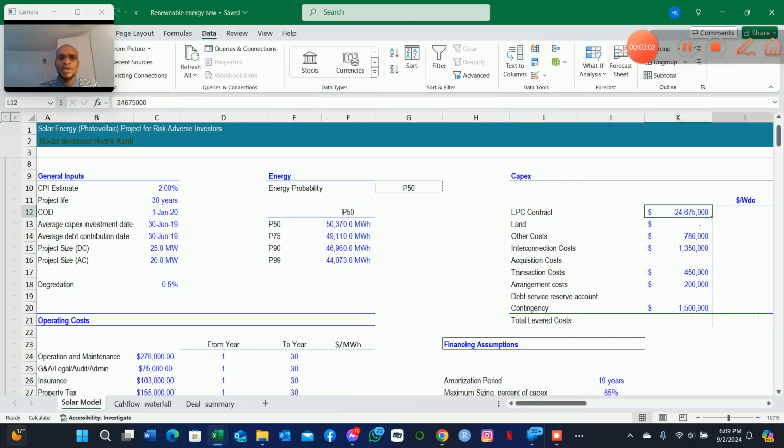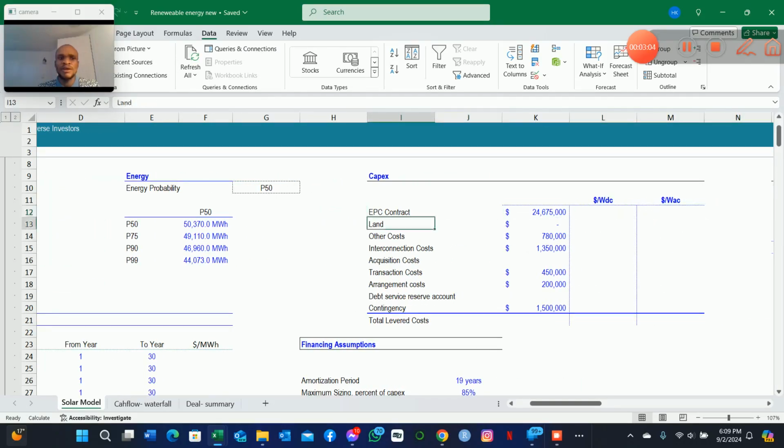The next thing we want to do in this model, as we go on, we're going to be talking about many other things here. We know that the labor cost is the total capital expenditures. So the maximum loan amount, which in this case is 85%, is going to be based on this levered cost. So the creditors will be willing to lend 85% of this total cost. So that's what we are seeing here.